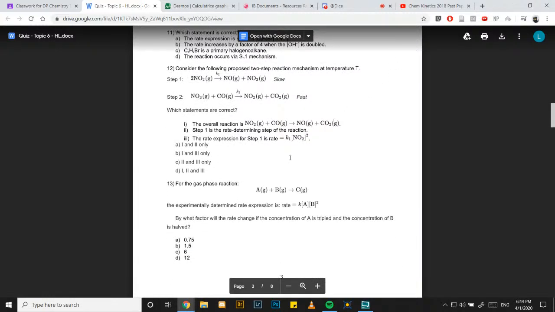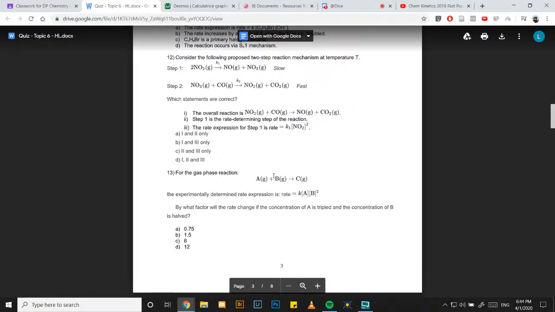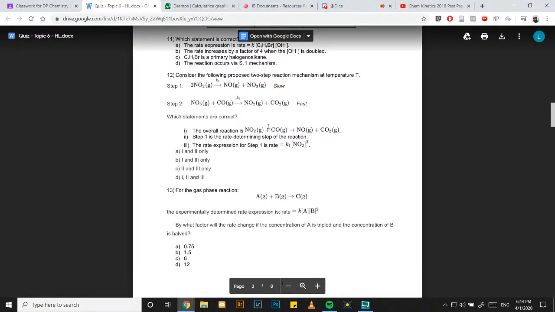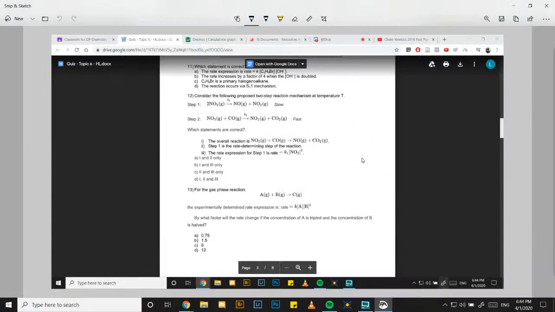Consider the following proposed two-step reaction mechanism at temperature T. Okay, which statement is correct? The overall reaction is NO2 plus CO, carbon monoxide gas. It gives you nitrous oxide plus carbon dioxide. What I can do over here is cancel out stuff. So I know there's an NO over here, there's an NO3 over here and NO3 over here. So that cancels with that when I add them up. The 2 NO2, there's nothing else that really cancels. There's one that cancels here, the NO2 will cancel with that one and give an NO2 over there.